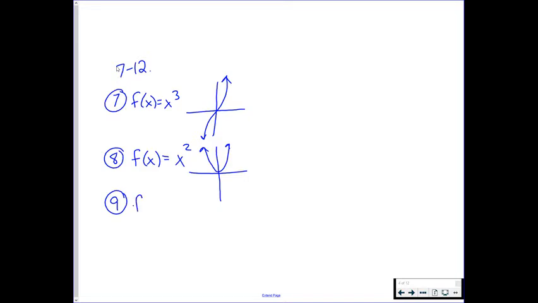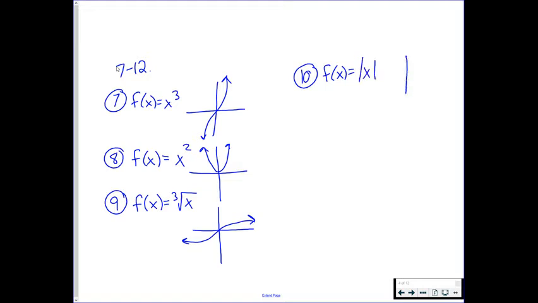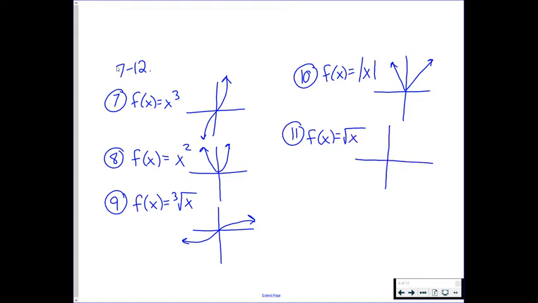Question 9 is f of x equals the cube root of x. This one was the cube root function that looked like a sideways S. On question 10, f of x equals the absolute value of x. That function looks like the letter V. Question 11, f of x equals the square root of x. This one is the arc kind of shape that we talked about in class. It's the square root function.